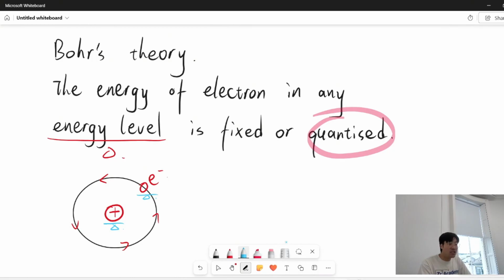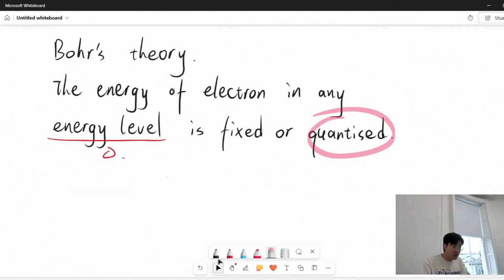So most importantly, if that concept ever comes up in your Leaving Cert, for example, a question will be asking you, briefly describe Bohr's theory. What you're going to involve in your answer is something like this. So you are going to draw two energy levels. Now the first one is called the n equals 1 energy level. The second one is called the n equals 2 energy level.